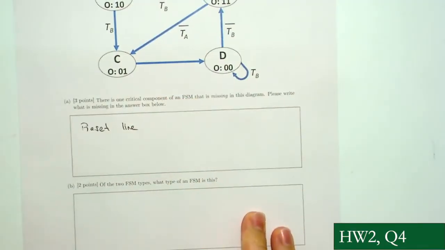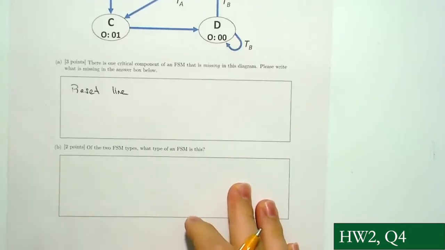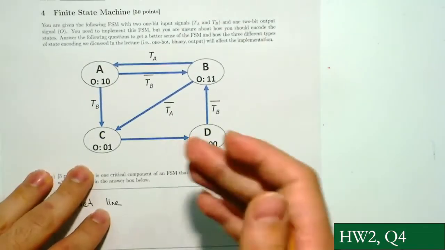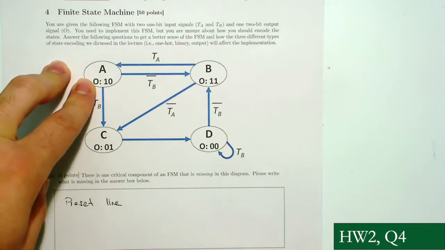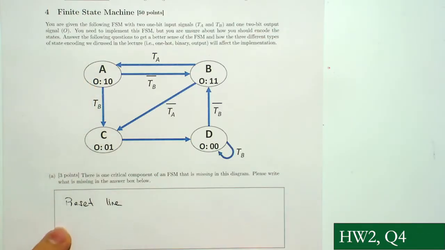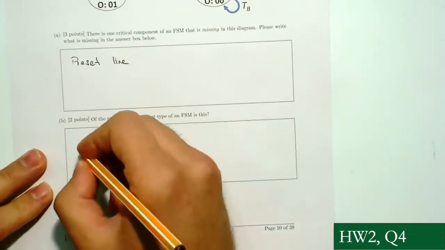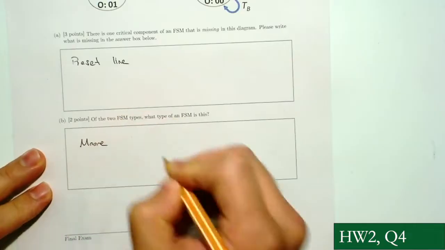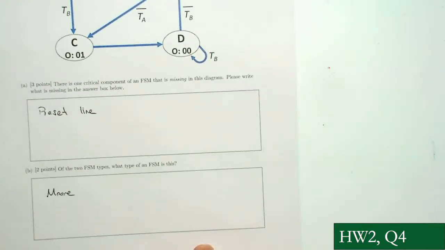For the second question, it says, of the two FSM types, which are Moore's and Mealy's, what type of FSM is this? Basically, if you look at that representation, you'll see that the output only depends on the state, but doesn't depend on the input, right? So this means that this is a Moore's representation. If the output only depends on the state, then this means that this is Moore's. All right, so far so good, I guess. These are relatively the easier ones.